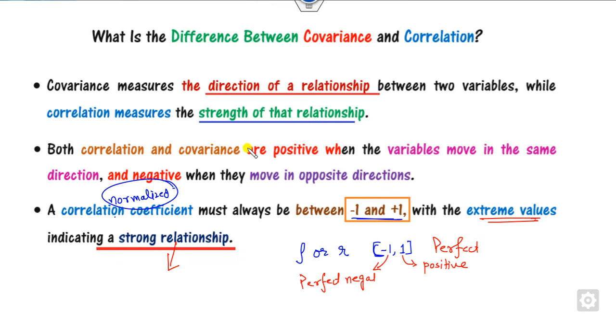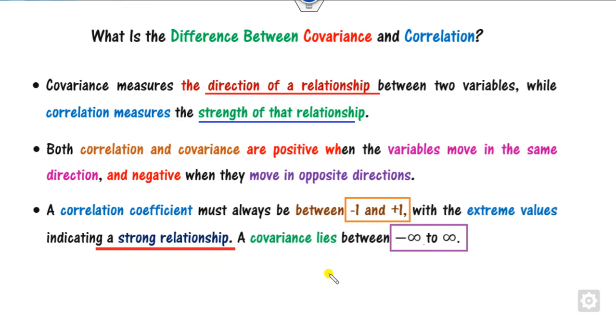On the other hand, what is the range of the covariance? It lies between -infinity and +infinity. Why? Because the covariance is nothing but an expected value, and the range of the expected value is -infinity to +infinity.